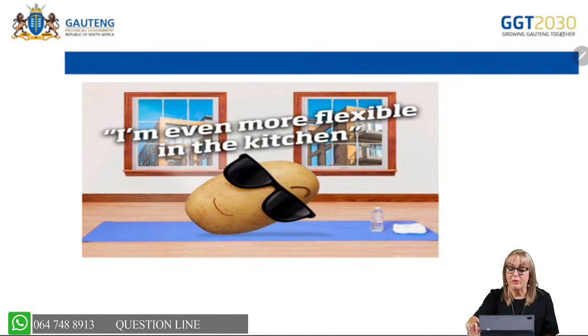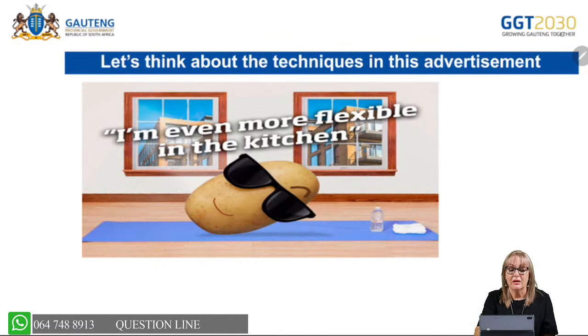Here's another example that we're going to look at. There's a potato. Looks like a very cool potato, and it's lying on a yoga mat. Now, I hope most of you know what yoga is. Yoga is where you do flexibility exercises. And then the catchwords are, I'm even more flexible in the kitchen. So instead of being flexible as a human being that can move your arms and legs, the potato is flexible.